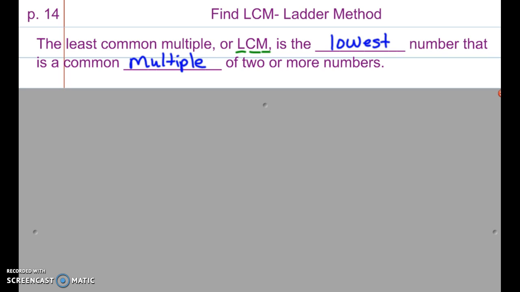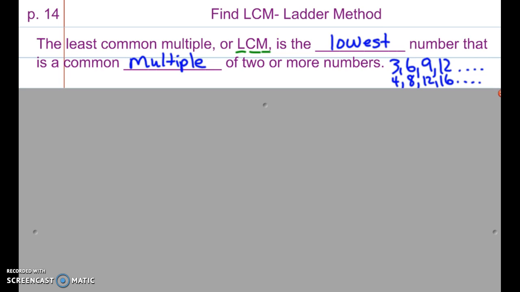So the least common multiple, or LCM, is the lowest number that is a common multiple of 2 or more whole numbers. Now we could make a list. If I were listing the multiples of 3, I could make a list. The multiples of 3 are 3, 6, 9, 12, and so on. The multiples of 4 are 4, 8, 12, 16, and so on. Pause your video and write those two lists down.